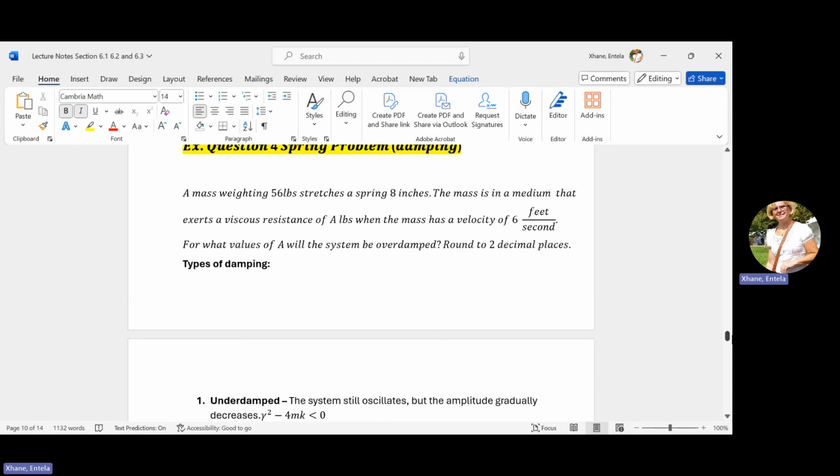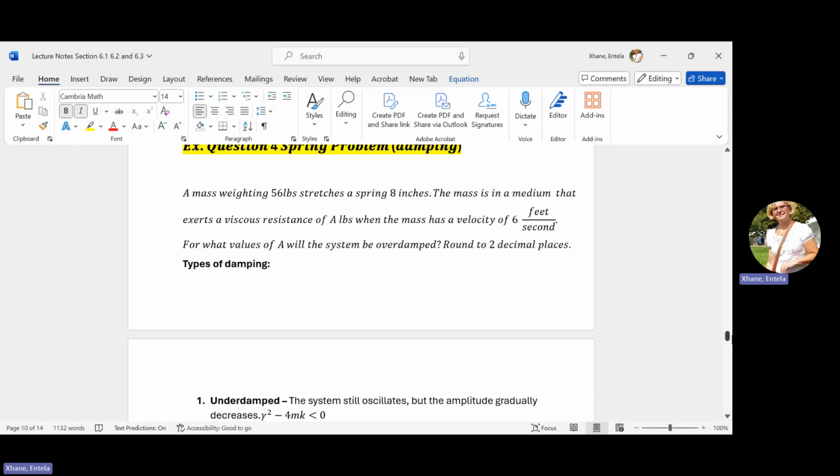A mass weighing 56 pounds stretches a spring 8 inches. The mass is in a medium that exerts a viscous resistance of A pounds when the mass has a velocity of 6 feet per second. Now, we don't need to solve the equation in this case. We need to find the value of A. So for what value of A will the system be over-damped?